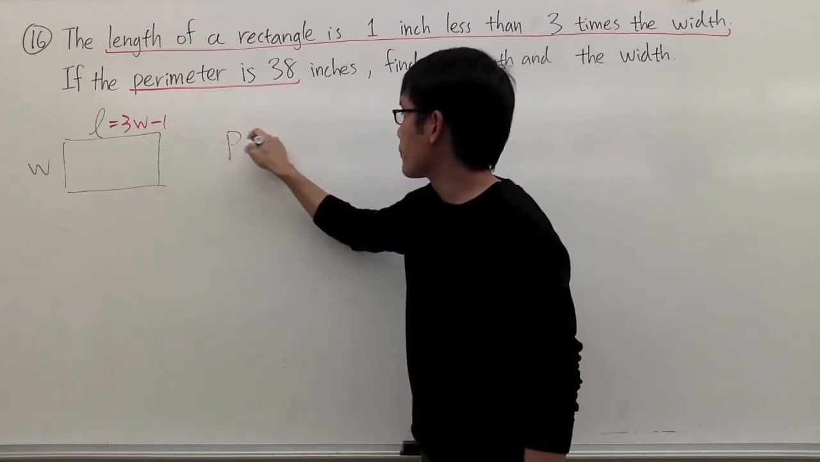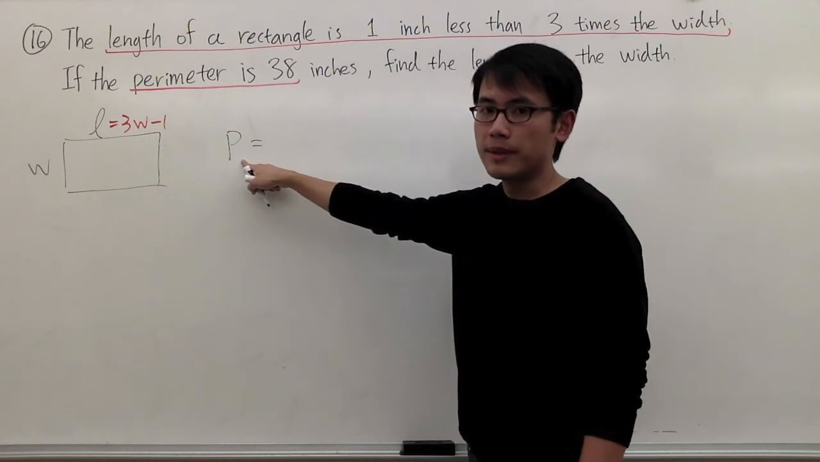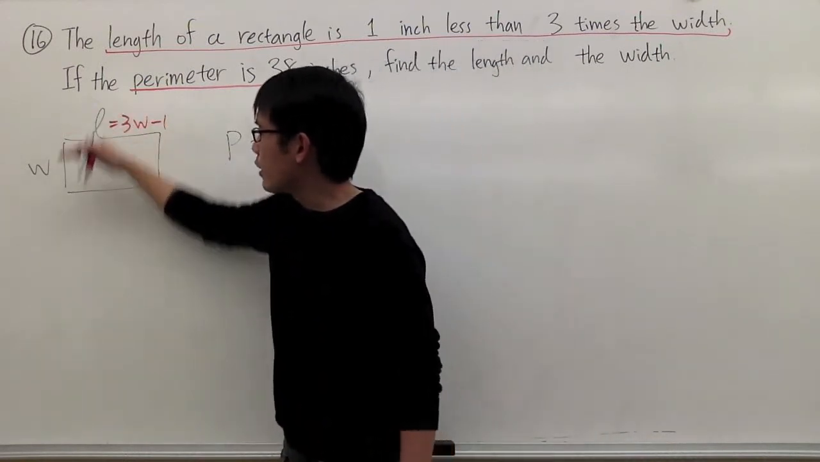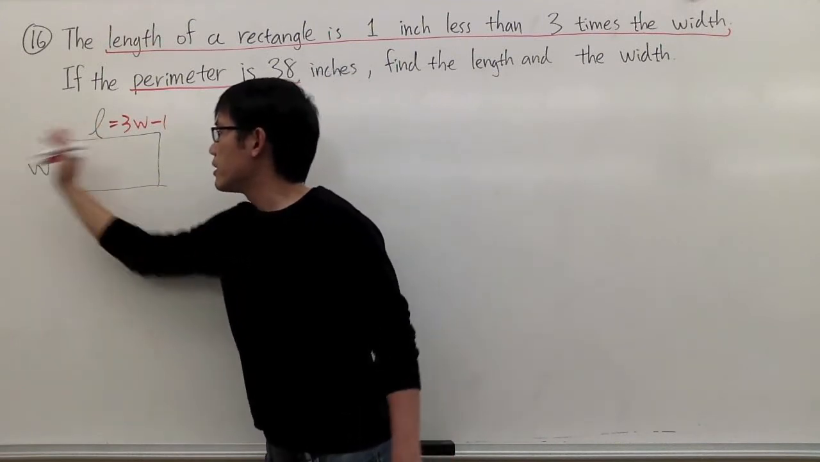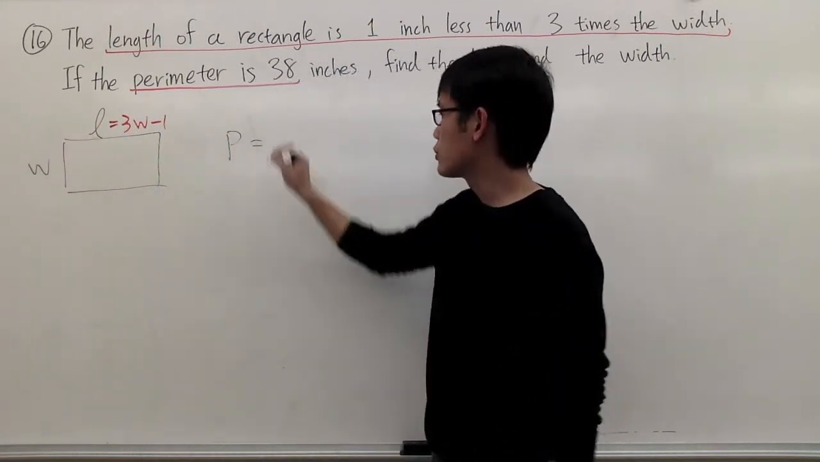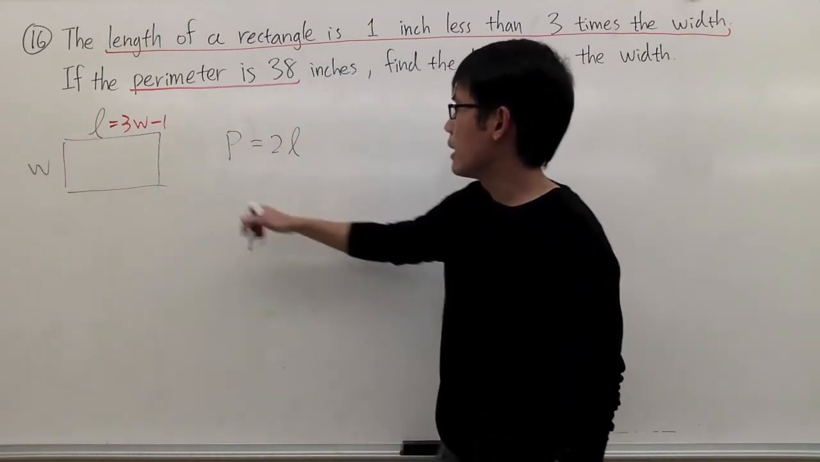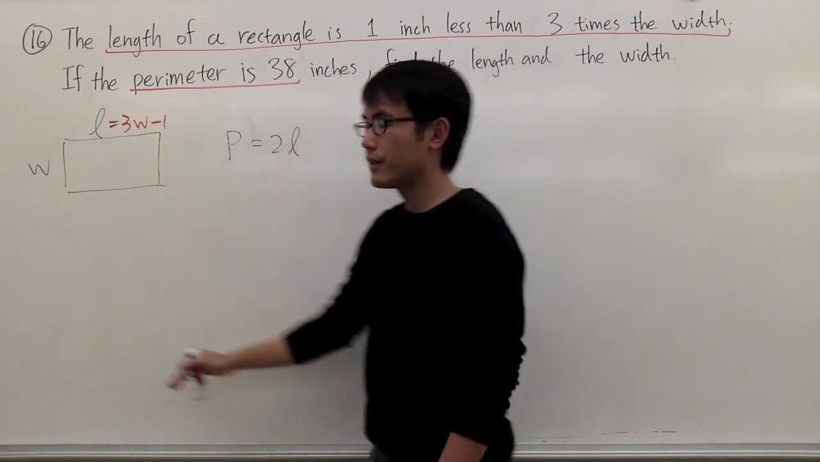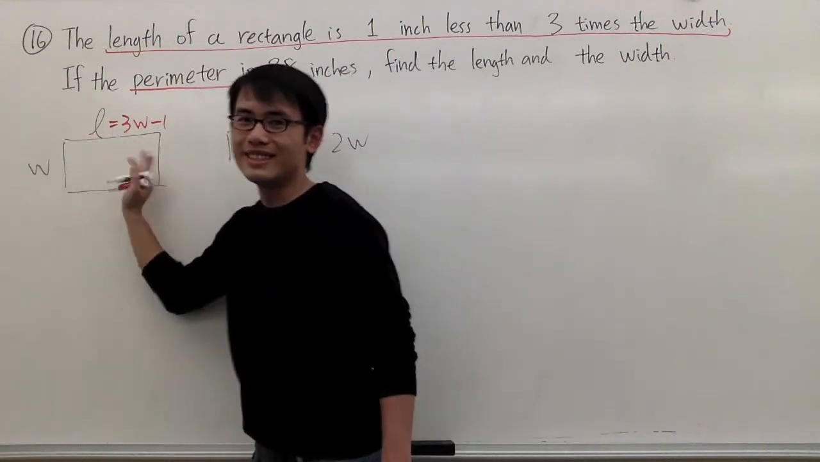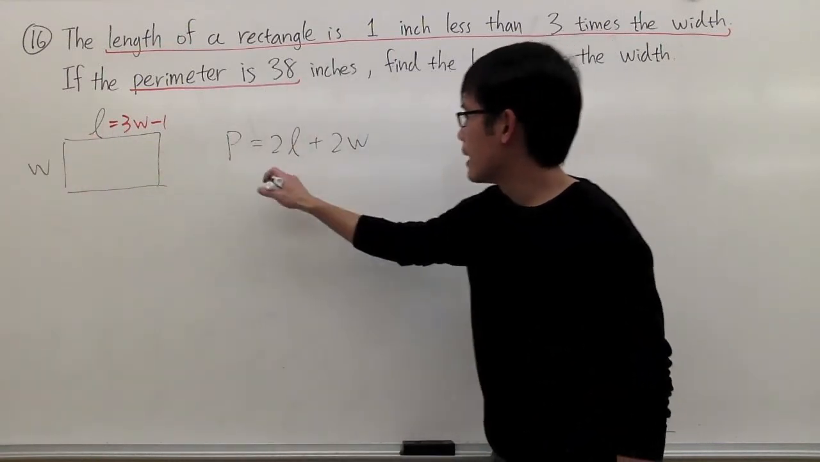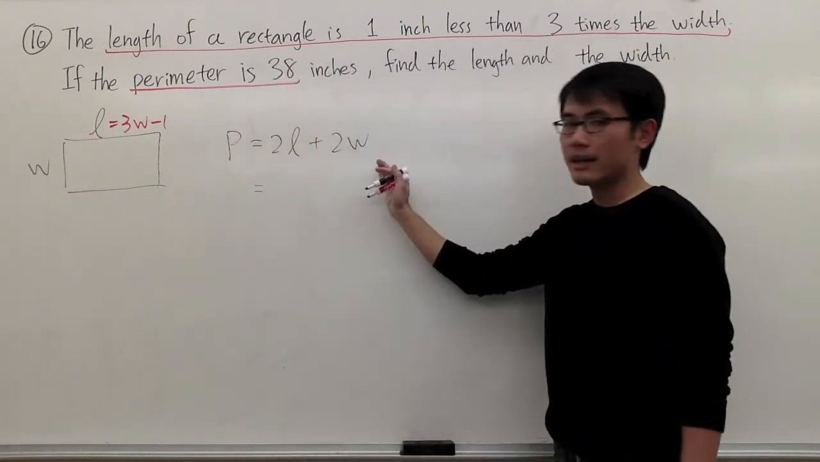And for perimeter, I'll just use P for perimeter. That means you are going to add all the sides together. So I have L here, W here, and W here. I will just write this as 2L, 2 of the L's right here, plus 2W, 2 widths right here. Okay? And now we are going to just plug in everything that we know.